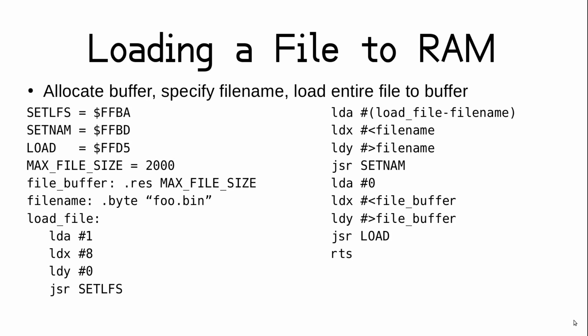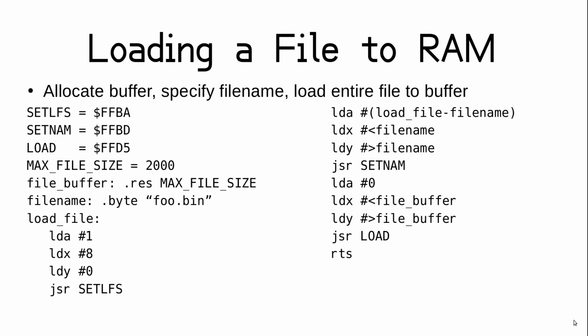For this case, we are going to assume that the file foo.bin is no larger than 2000 bytes, so we allocate a 2000 byte file buffer after defining the addresses of the kernel subroutines we'll need. We also need to allocate a string holding the file name, and with CA65 you need to specify that with lowercase letters, even though the actual file name will be in all caps, which should generally be the case for any file that will be accessed by the X16.